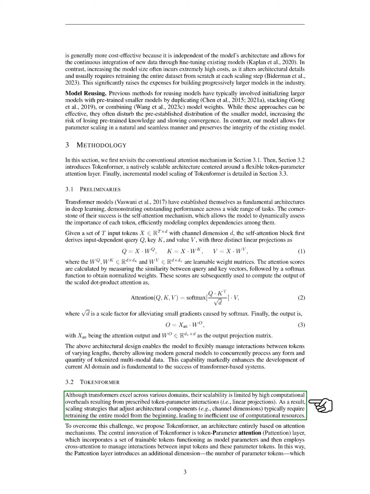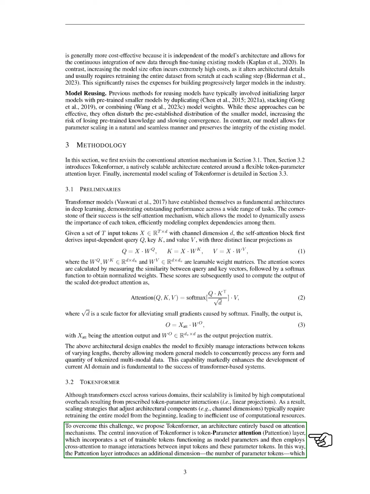Next, we introduce Tokenformer, our proposed architecture that addresses the scalability limitations of traditional transformers, which often face high computational costs due to fixed token parameter interactions. Our approach, Tokenformer, is built entirely on attention mechanisms. The main innovation is the token parameter attention layer, or Pattention layer, which includes trainable tokens that act as model parameters. This layer uses cross-attention to facilitate interactions between input tokens and these parameter tokens, introducing a new dimension that operates independently of the input and output channel dimensions.